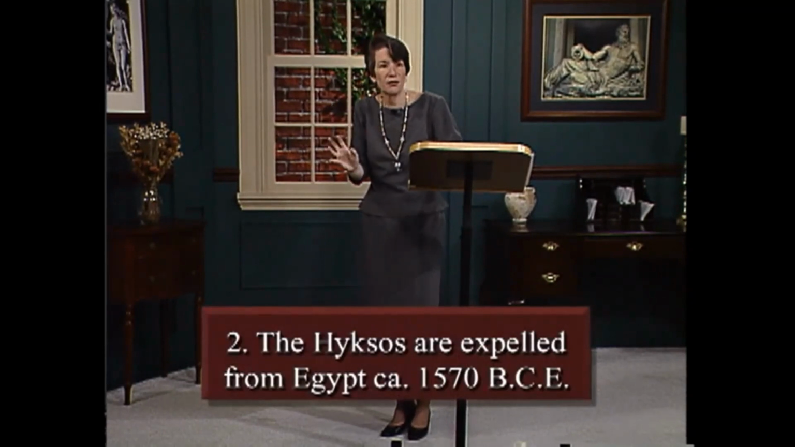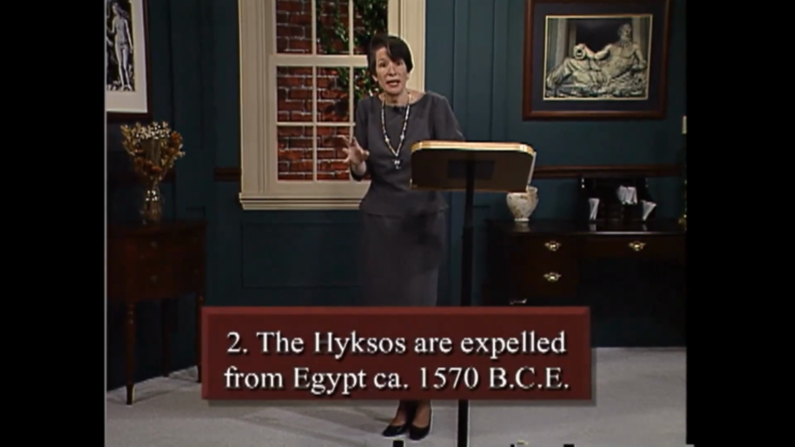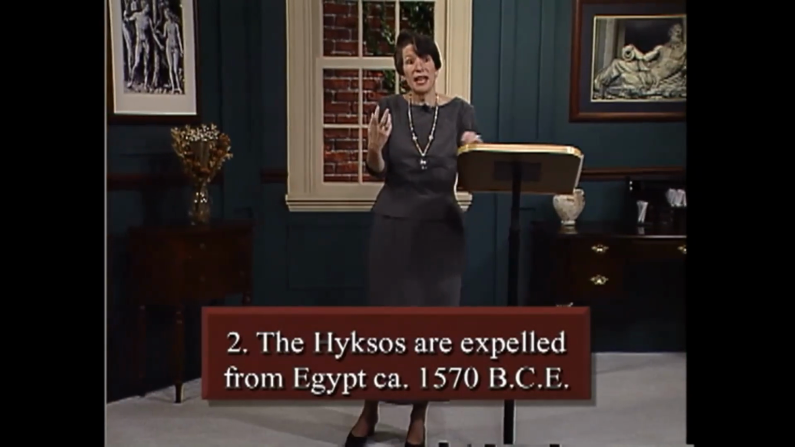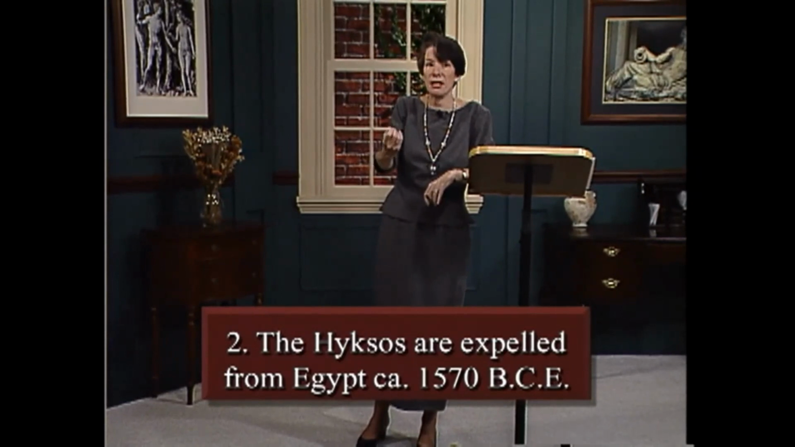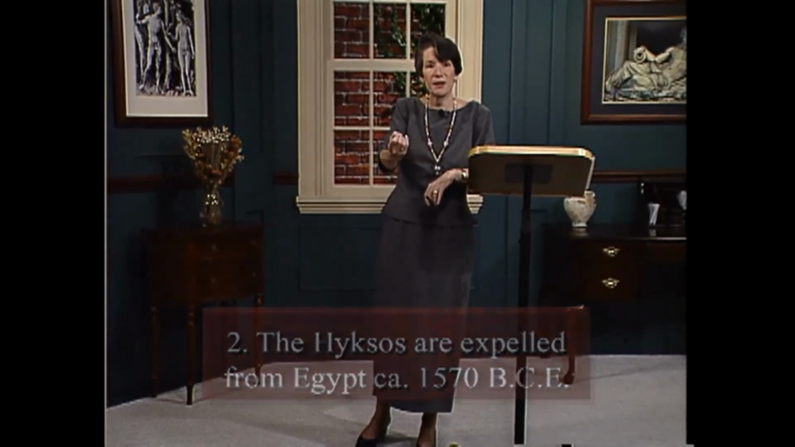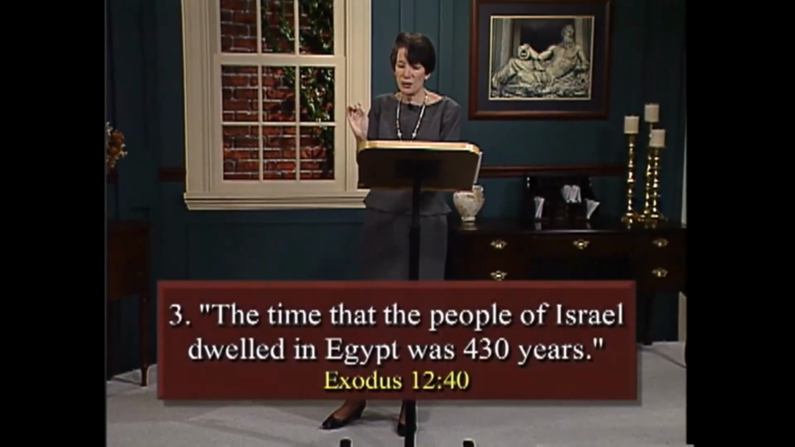With the rise of Egypt's 18th dynasty in 1570, the Hyksos are expelled from Egypt. That's step 2. And the native Egyptians take over. That may be the rationale for why Exodus talks about a Pharaoh arose who knew not Joseph, because perhaps this new group of pharaohs are not from the Hyksos ethnic group, and they don't retain the same historical memories. That's step 2. Step 3, according to Exodus 12:40, the time that the people of Israel dwelled in Egypt was 430 years.